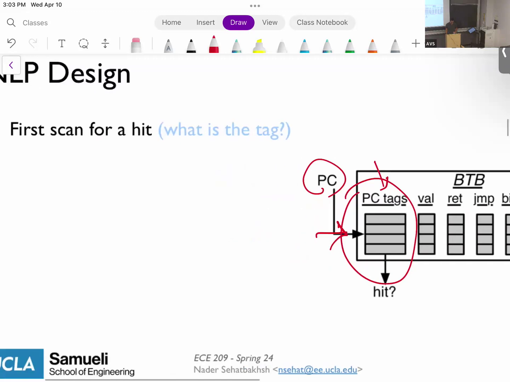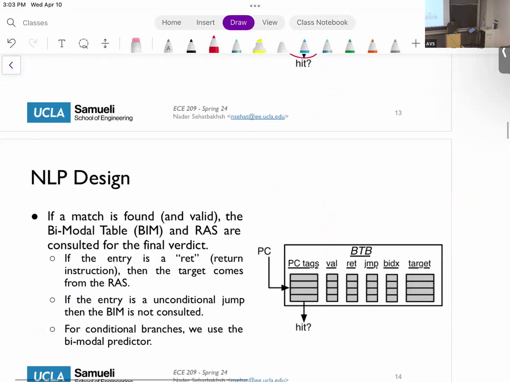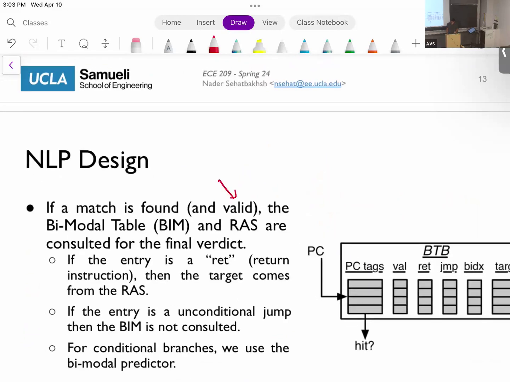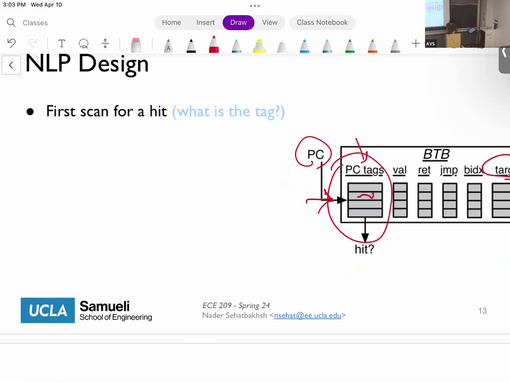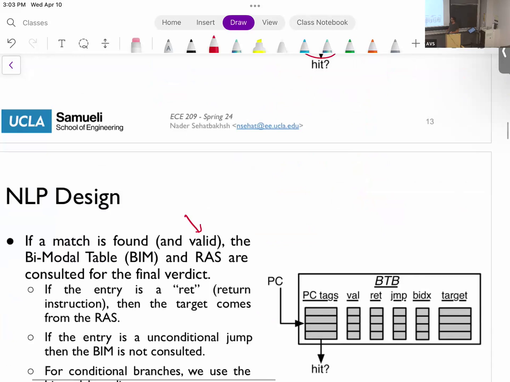So the first thing we do is see whether we have seen this branch or not. If we haven't seen it, then there's nothing we can do, right? So we can just move forward. If we have seen it, then we can do all these other tricks in order to see what the target is, okay? So if there is a match and it's valid, then we're gonna see whether we can predict what this is.